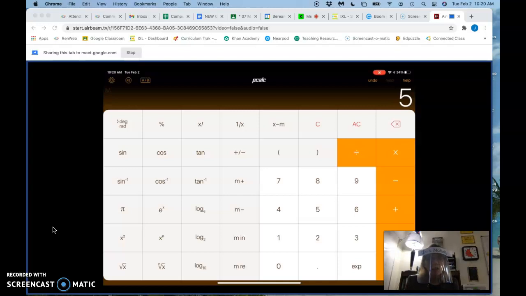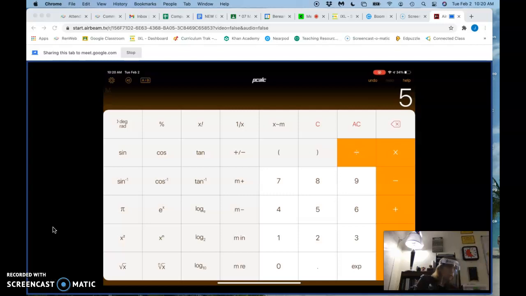Good. On yours, you're going to have to hit the radical sign first, I think. It's not the same calculator. It's above the x squared. So you're going to have to hit the second function. Yeah, so you're going to hit second, and then the x squared button, and then 25, and then equals. Or whatever number you're trying to find the square root of.